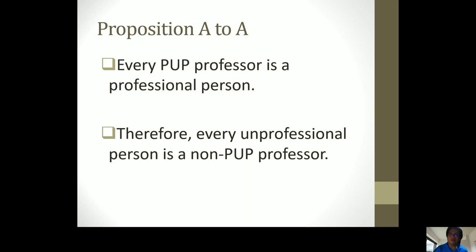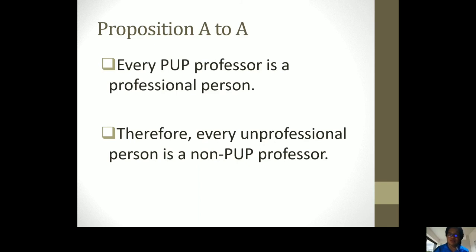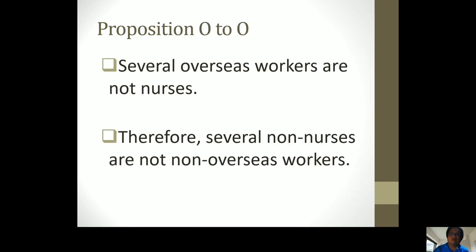Every PUP professor is a professional person. I think it should be A to E. Therefore, every unprofessional person, every unprofessional person here as your predicate is non-PUP professor. Again, this is a correction, proposition A to proposition E. Okay. Next, proposition O to proposition I. Several overseas workers are not nurses. Therefore, several non-nurses are not non-overseas workers. Ah, it's the same. It's proposition O to O. And this one is also proposition A to A.